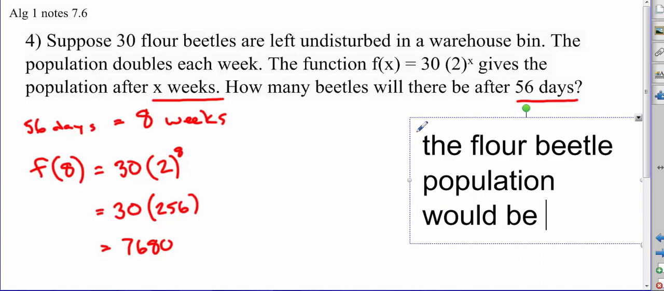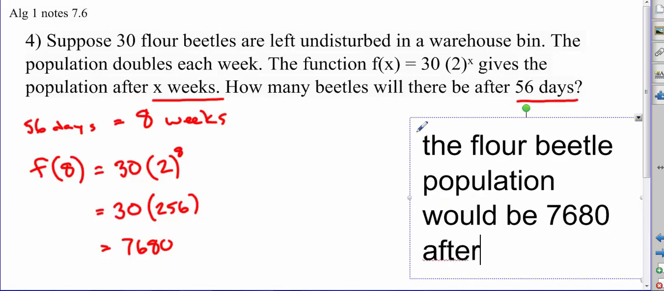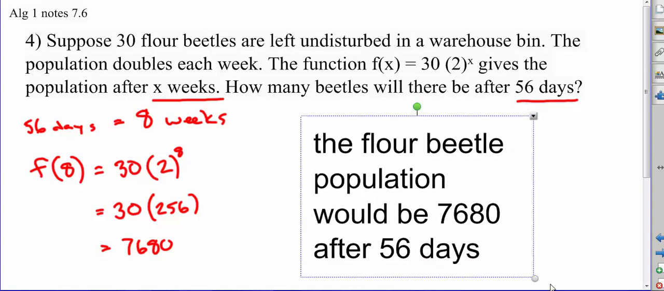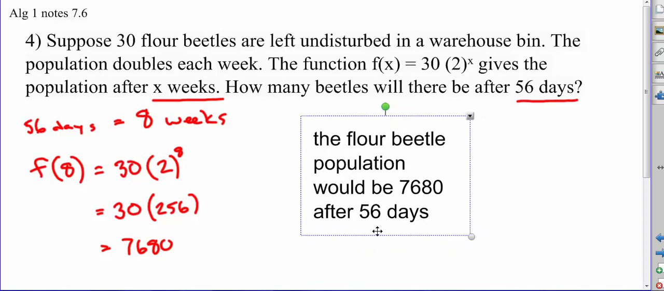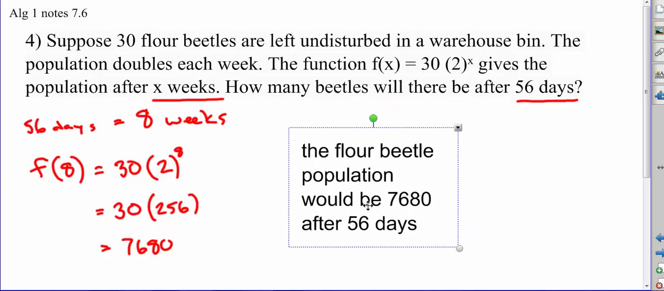would be 7,680 after 56 days. You could write that as 8 weeks if you preferred, but I'm good with 56 days. All right, so there's our solution right there.